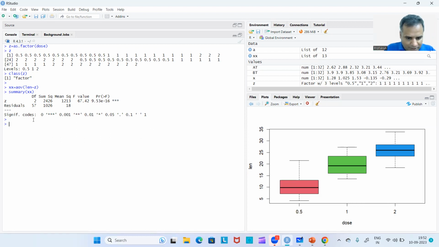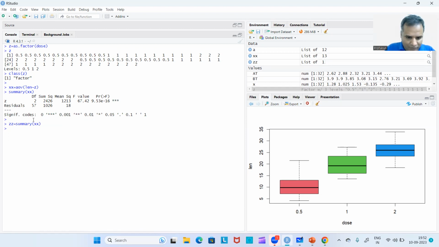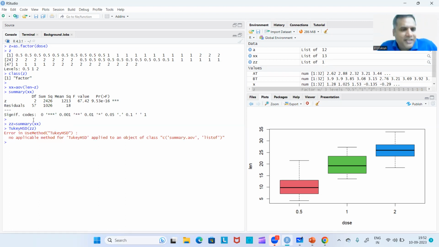Let me apply Tukey. It should work. Wait. What I'll do is the summary command, I will store it in, let's say, ZZ. And now I will apply Tukey HSD on ZZ. It's not working. It's not working because of that factor data only. But okay, I made my point. You can go and try. What I meant to say is that all the means are not the same. You can just go and interpret it.